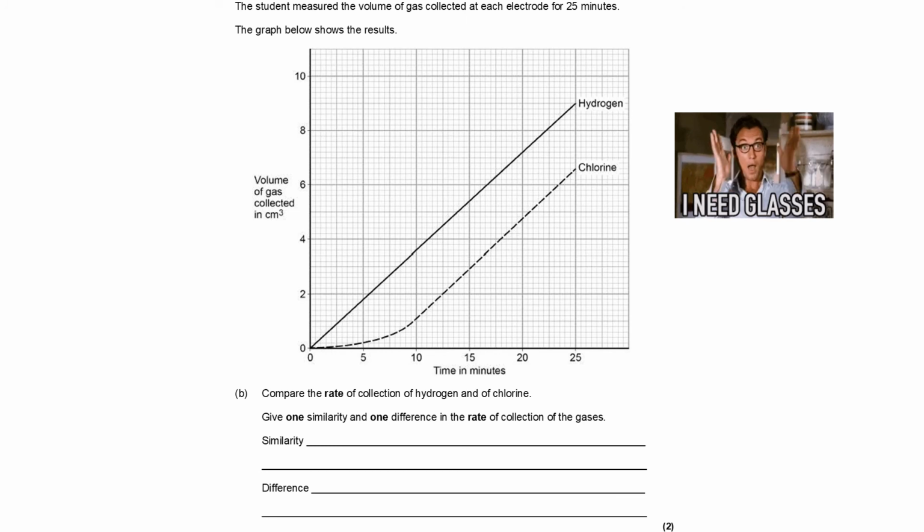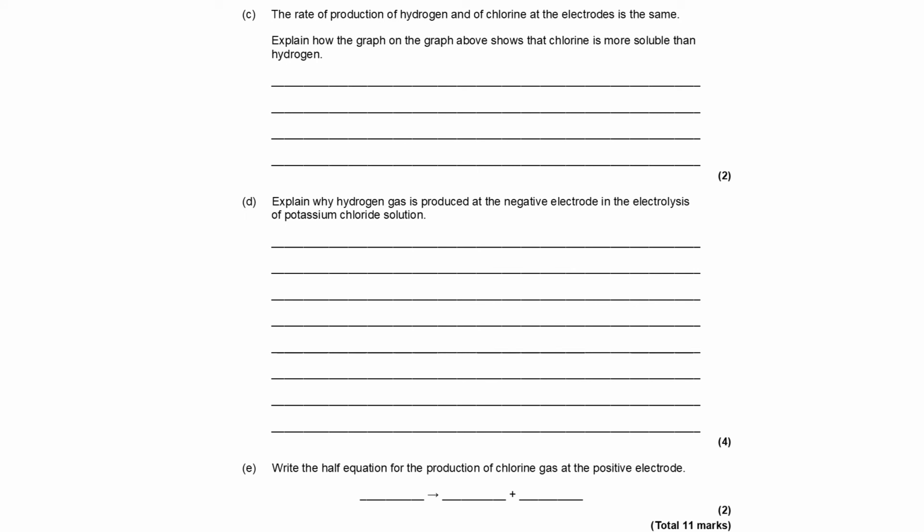And then part C, the rate of production of hydrogen and chlorine at the electrodes is the same. Explain how the graph above shows that chlorine is more soluble than hydrogen. Part D, explain why hydrogen gas is produced at the negative electrode in the electrolysis of potassium chloride solution. Okay. And then for part E, it says write the half equation for the production of chlorine gas at the positive electrode. So there's a lot of information here. You need to annotate each part. And again, we've got a total of 8 marks. So it's 8 minutes. I suggest you pause the video now and try and answer those questions.